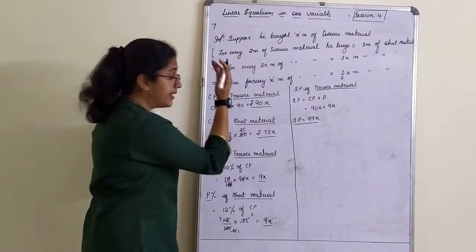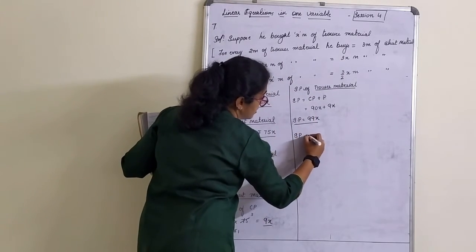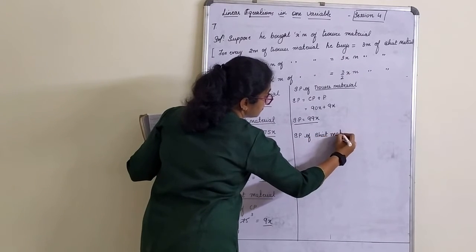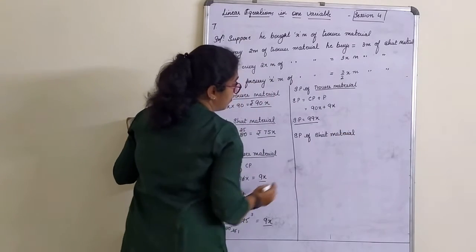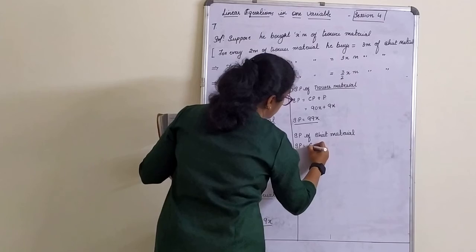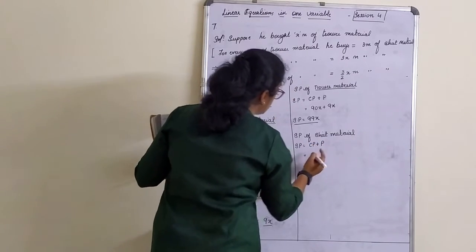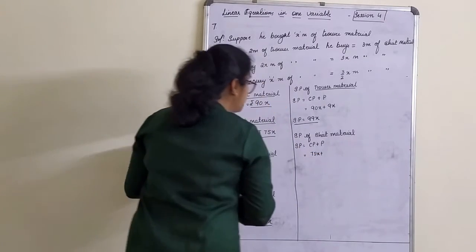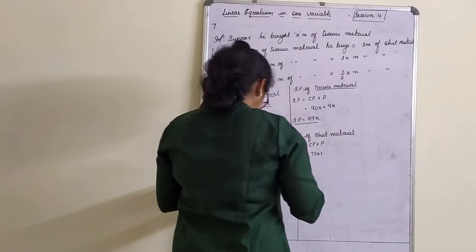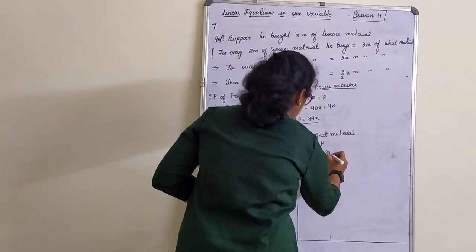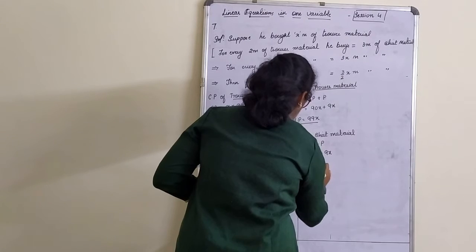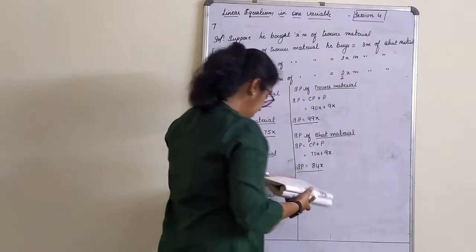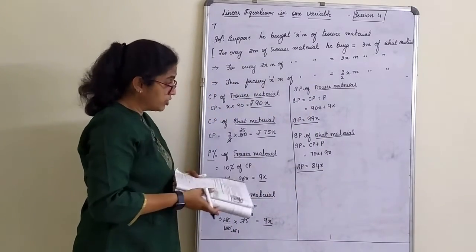Okay. Then let's find selling price of shirt material. Selling price is equal to cost price plus profit. Cost price of shirt material is how much? 75x. 75x? Yes. 75x plus 9x. So selling price is equal to 84x. Shirt material selling price is 84x. Now till here you have understood?